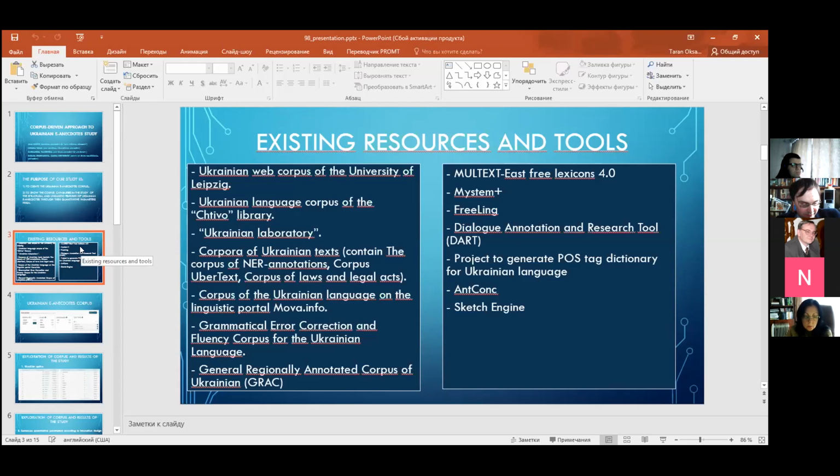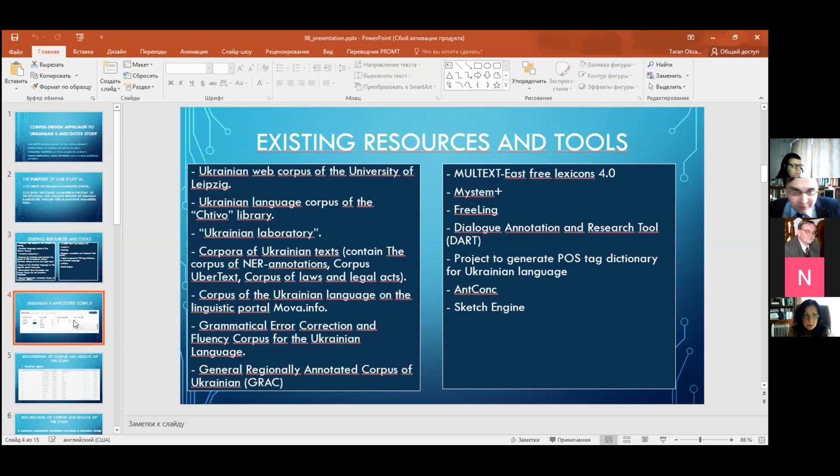And also we analyzed the free lexicons, part of speech taggers and parsing tools, which can be used for the Ukrainian language. So the most suitable for our task is Sketch Engine. It is commercial corpus management and corpus query software with a user-friendly interface.